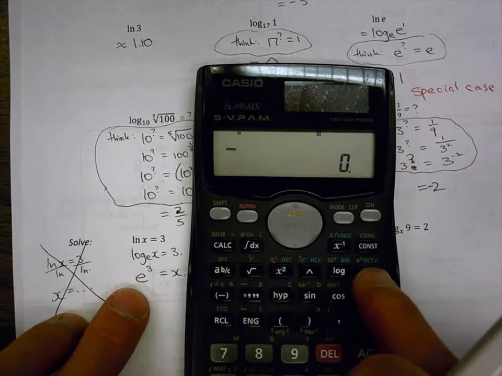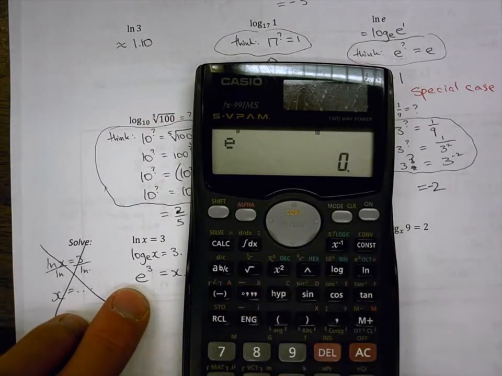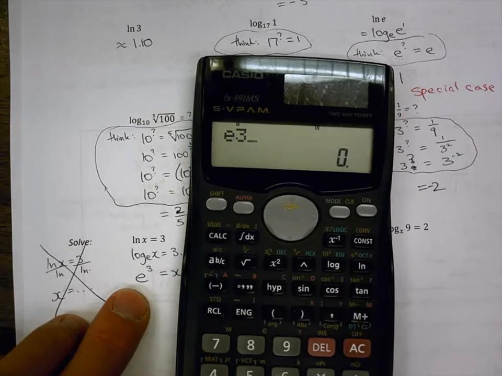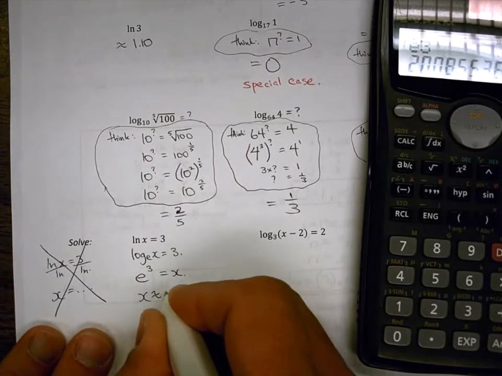For me, I have to press Shift ln. And then you don't actually have to put the hat in. You don't have to type the power of sign. It's assumed. So I write E3 and I got this answer, 20.1.